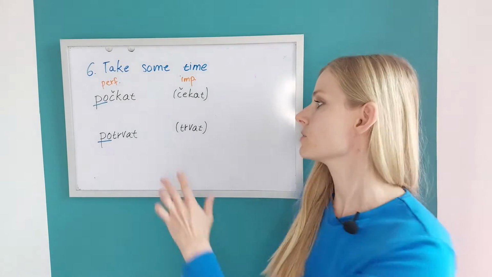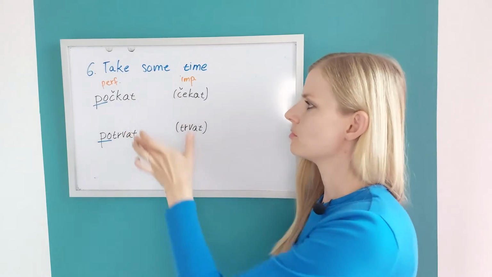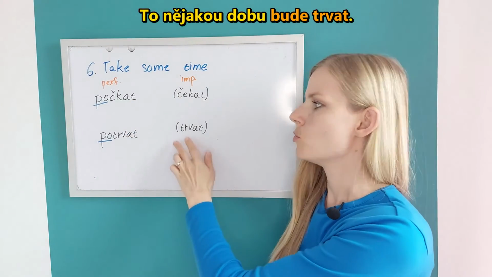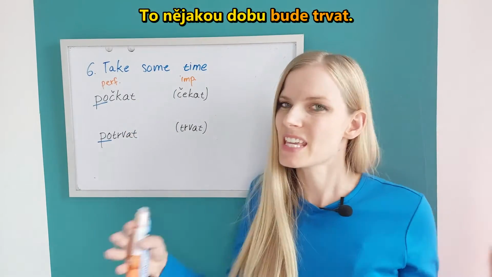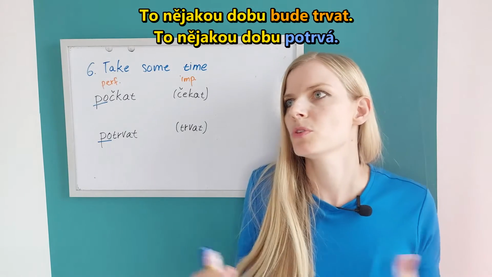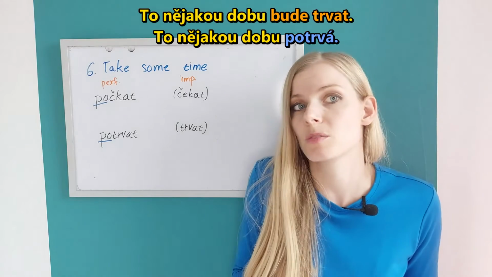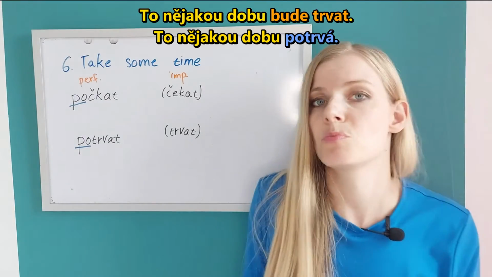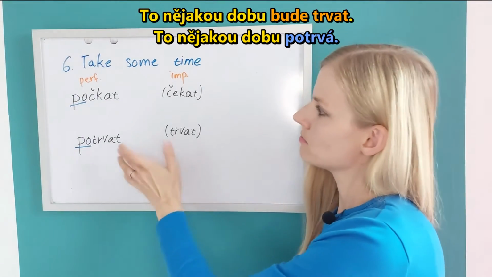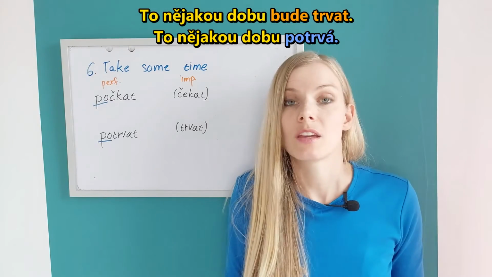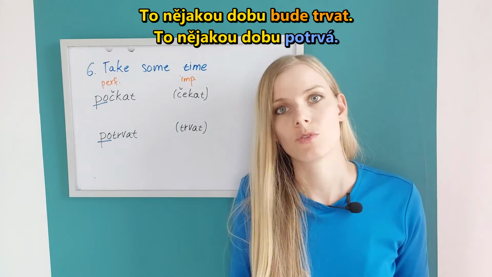We could say that these are actually interchangeable. You could say to nějakou dobu bude trvat. It will be taking some time. To nějakou dobu potrvá also sounds like it will take some time, but you are using the perfective verb. We could practically say these are very, very similar by using a different type of tense for the future.